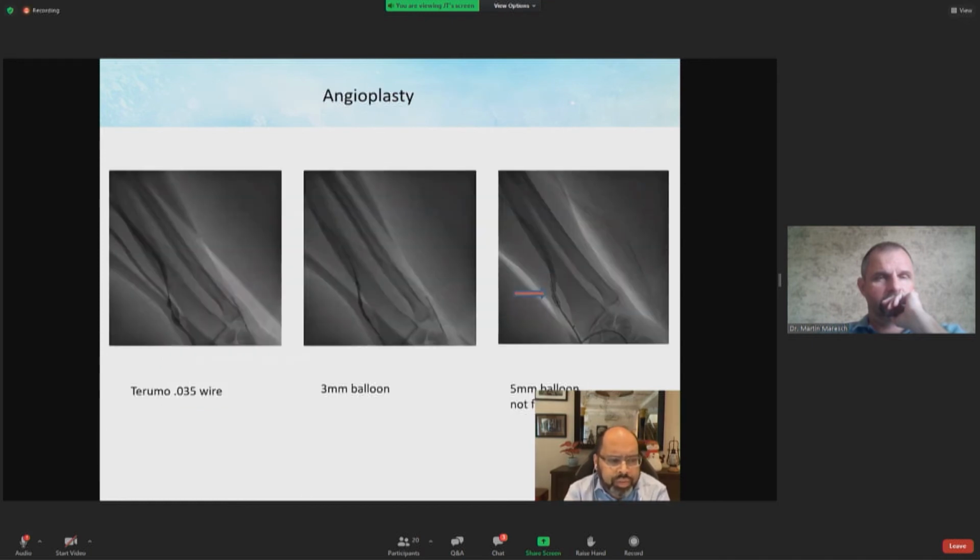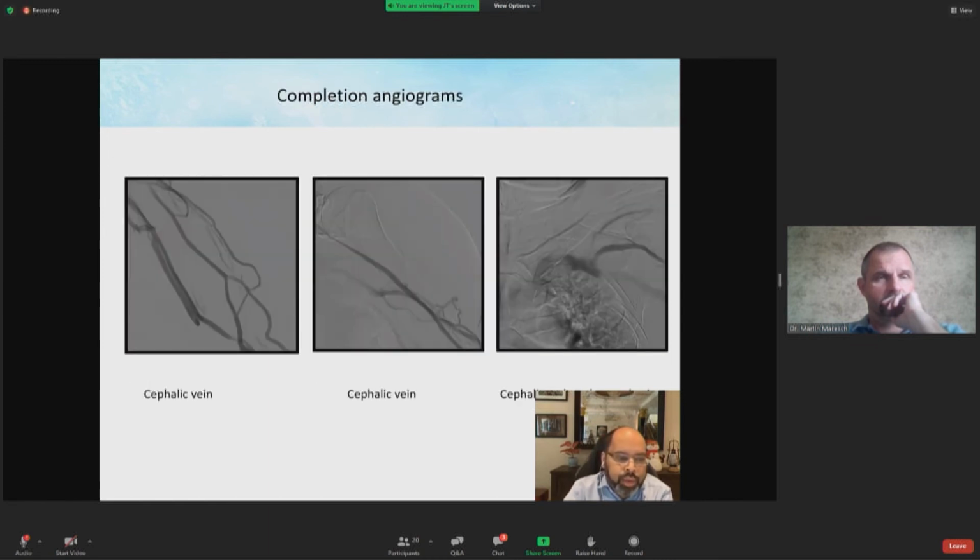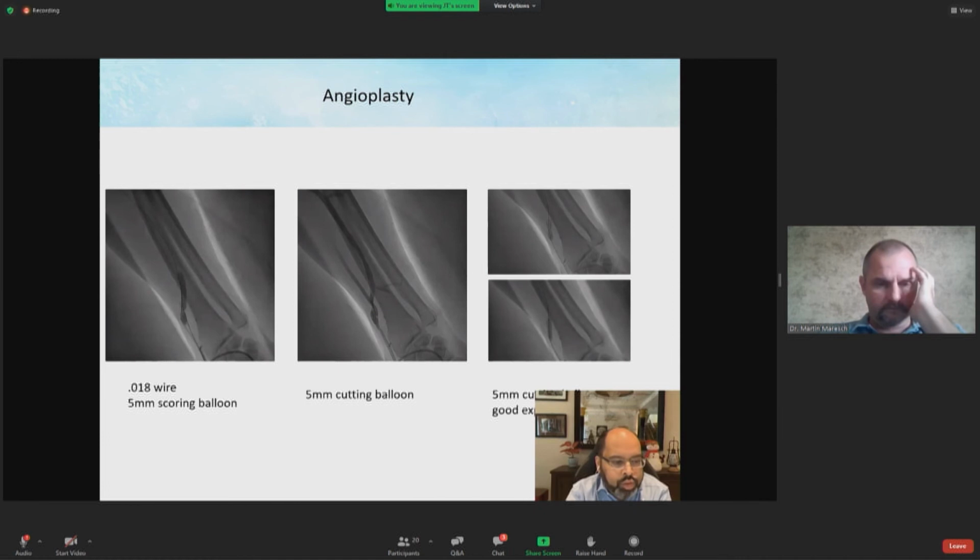We passed a 035 Terumo wire. We dilated with a 3 millimeter balloon, and then with a 5 millimeter balloon, you can see a bit of waisting there. So we completed the angiograms first by passing the BER2 catheter. We did our completion angiograms and came back to complete the angioplasty.